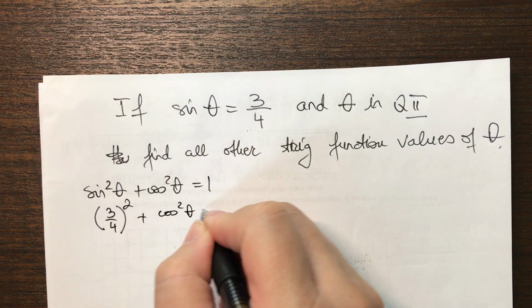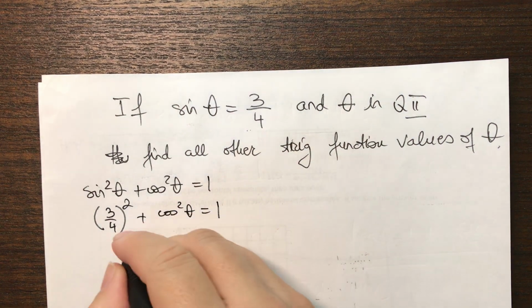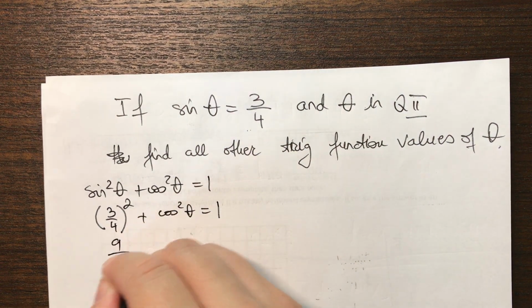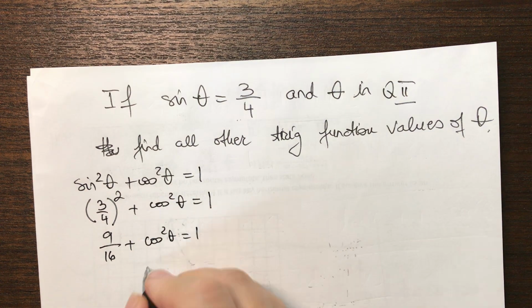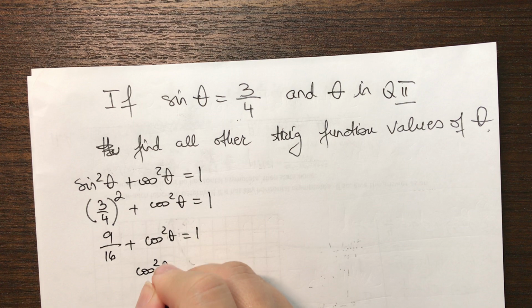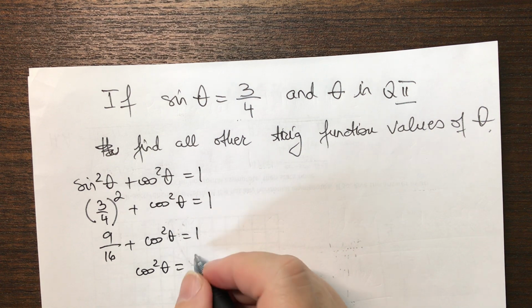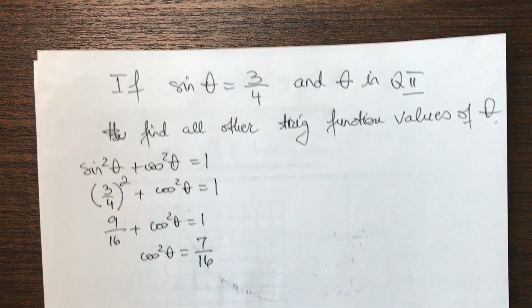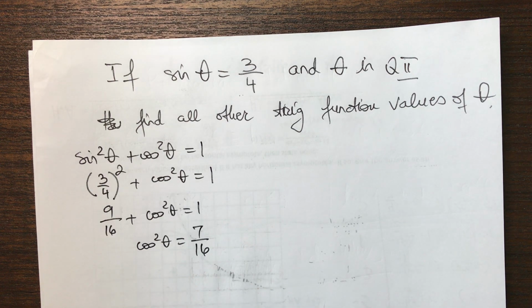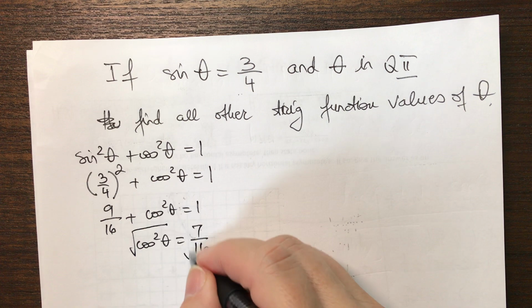So out of this equation right here, I'm going to find the cosine value of it. Okay, so that's going to be 9/16 minus it over. That's going to be 7/16, right? That adds up to 16. 1 minus 9/16 is 7/16. Great. Now, take the square root on both sides.